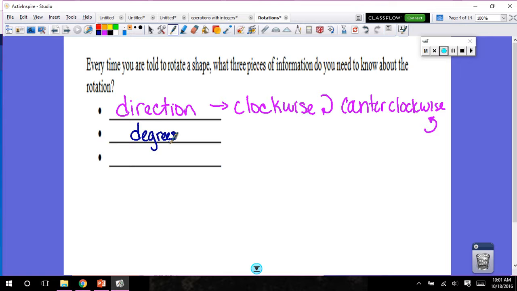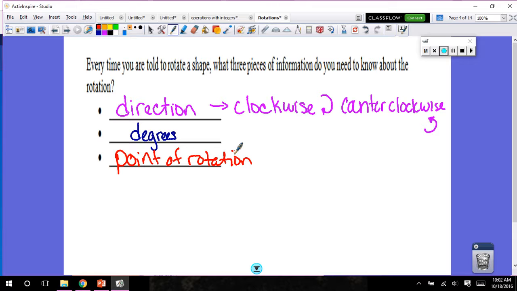So, and then what about the last one? Do you know what we need to know? We need to know what we call the point of rotation. Okay, the point of rotation is where you're going to rotate about, and you're going to see that. Today we're going to rotate about the origin. And what is the origin? Keenan? 0, 0.